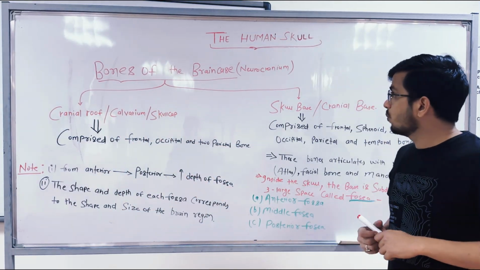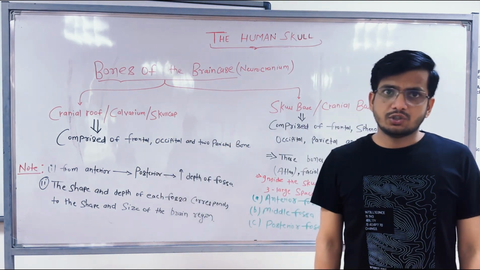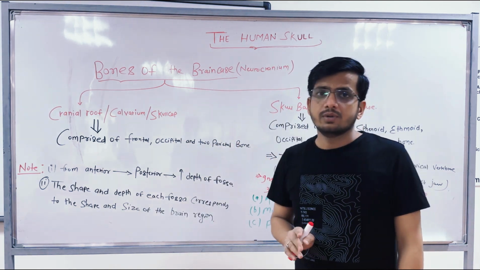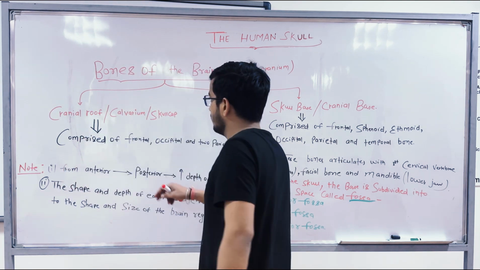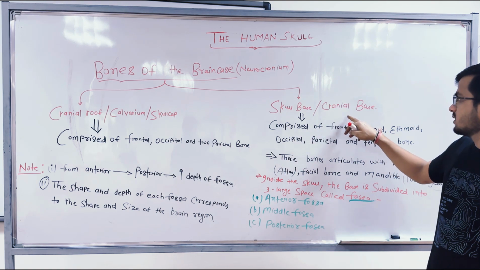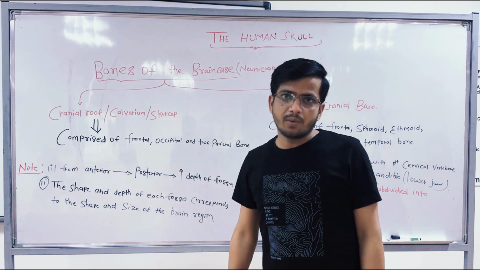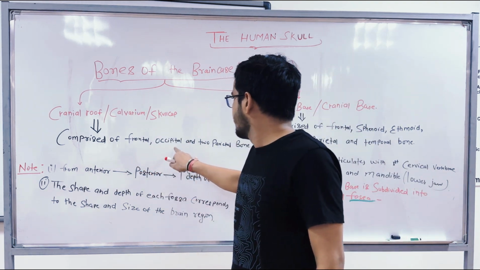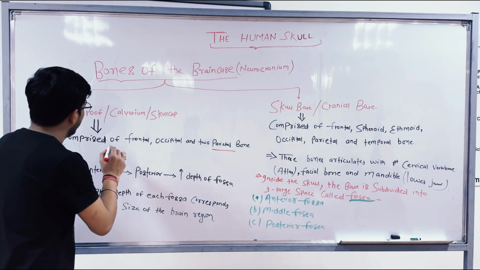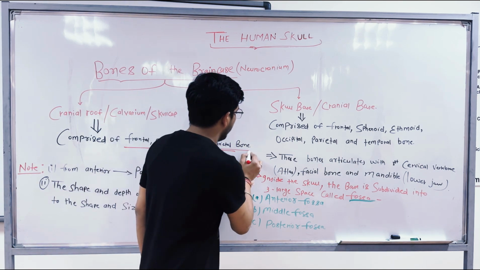Now we will discuss the bones of the brain case, or neurocranium, and we will discuss each bone separately. First of all, we need to know the bones of the brain case. It consists of the cranial roof, also called the calvarium or skull cap, and the skull base, or cranial base. The cranial roof, or skull cap, is formed by the frontal, occipital, and two parietal bones. So what bones comprise the cranial roof? It is the frontal, occipital, and two parietal bones.